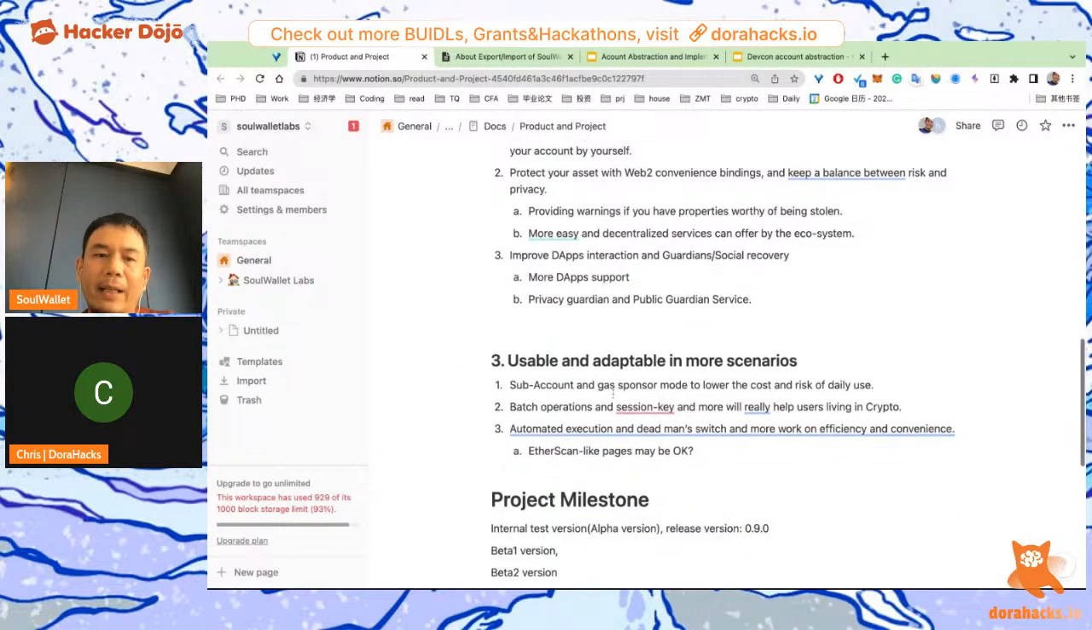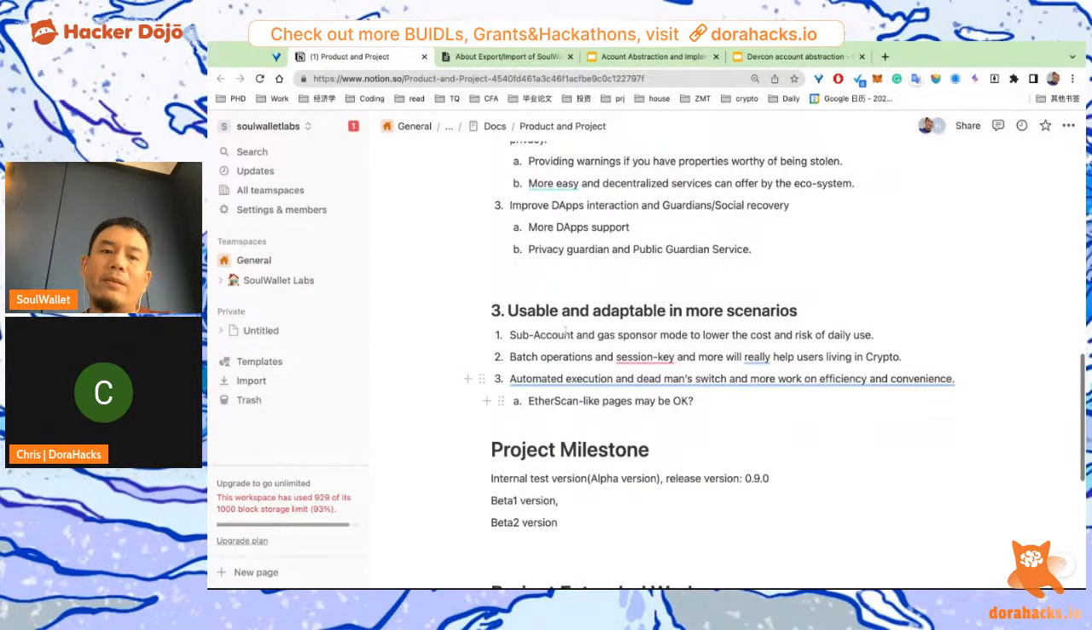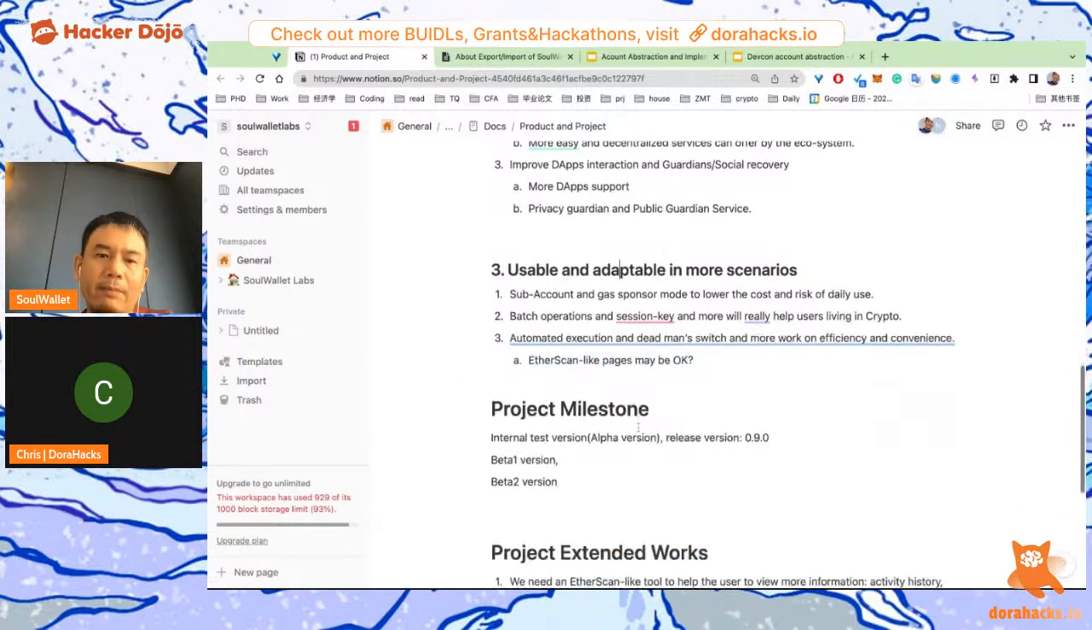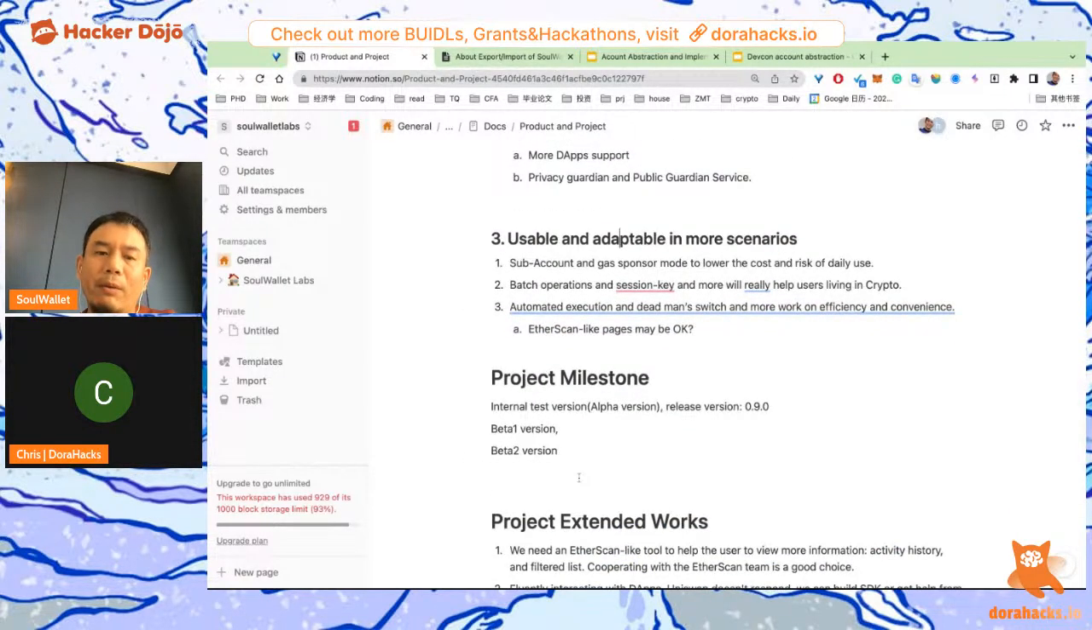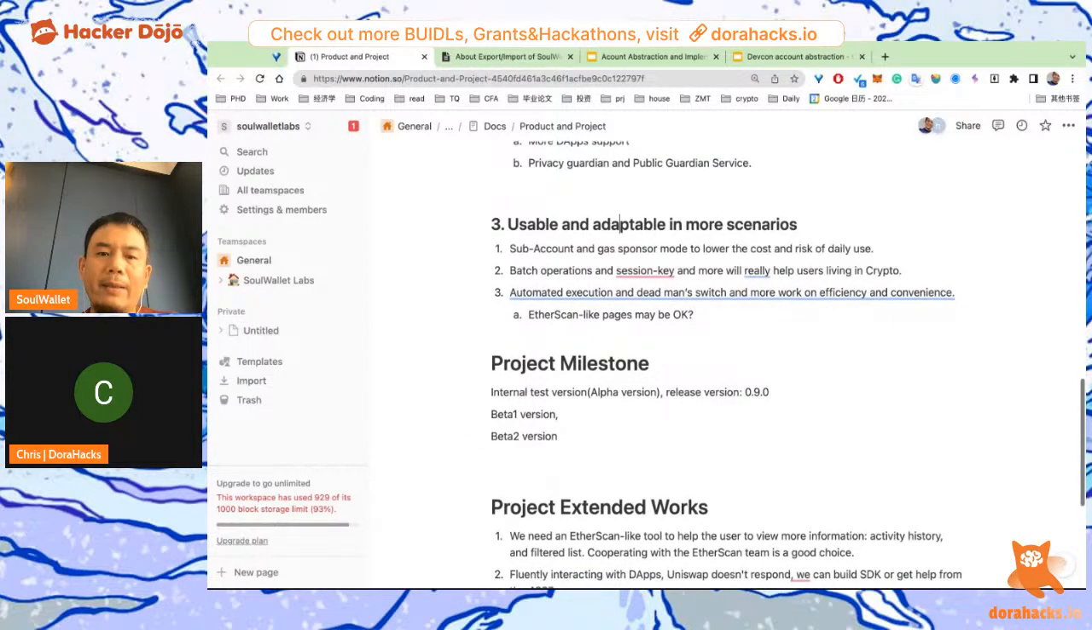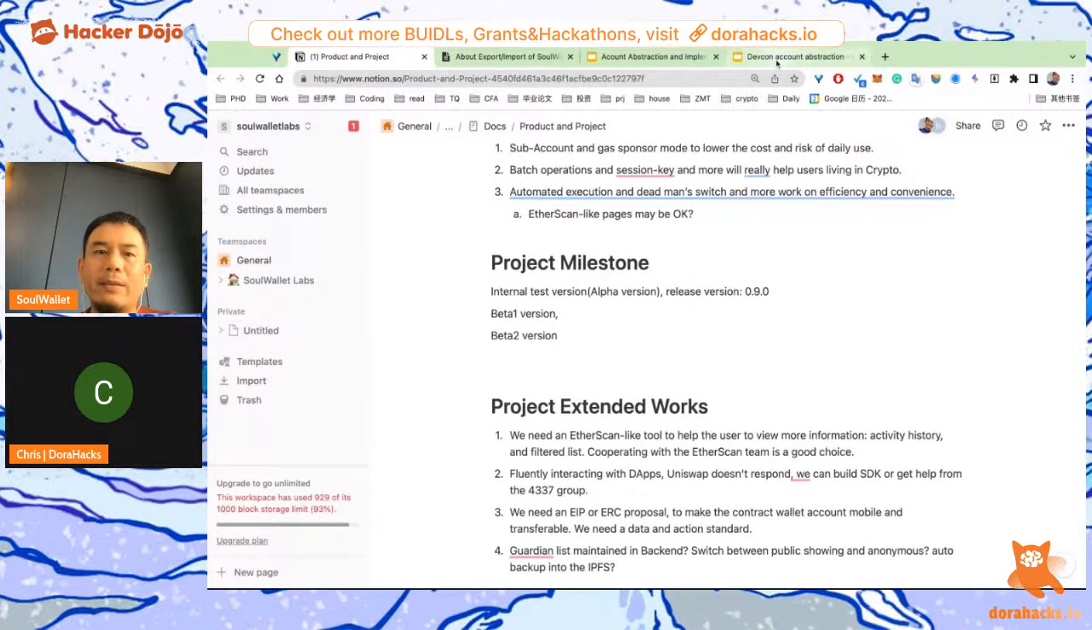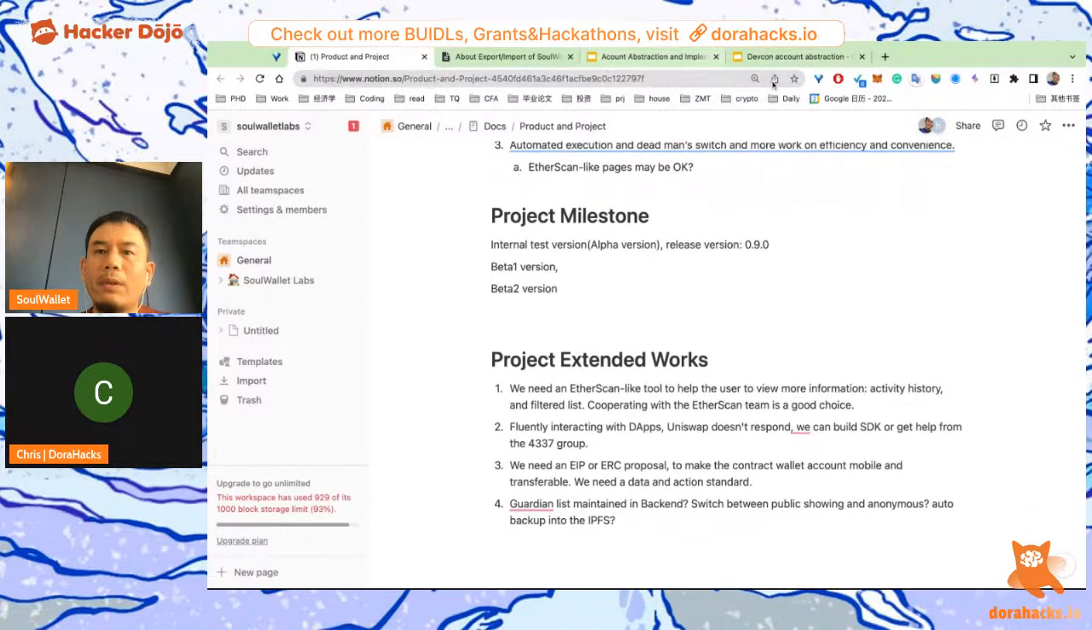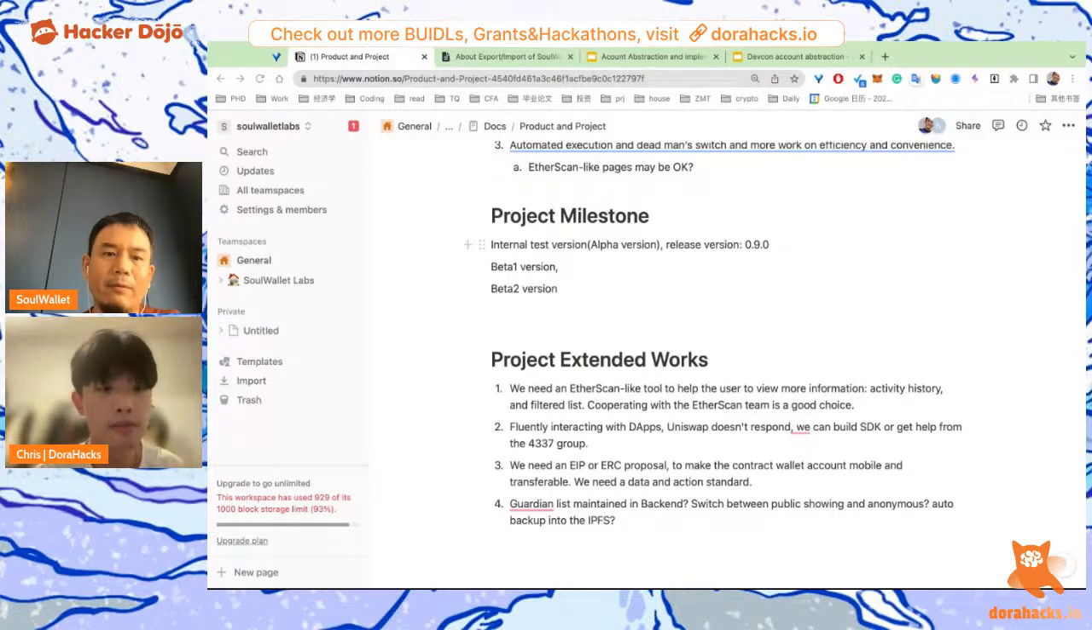And there will be more features that I don't know about yet, usable or adaptable in future. I welcome anyone to provide some advice to make SoulWallet better for normal people. Yeah, that's all in my slides and introduction. So if you have any questions, you can ask me or type in. Yeah, so I turn it over to the hosts.